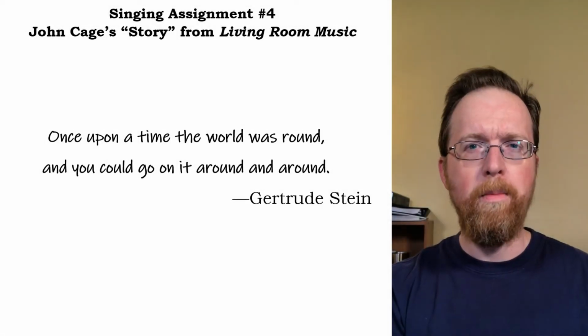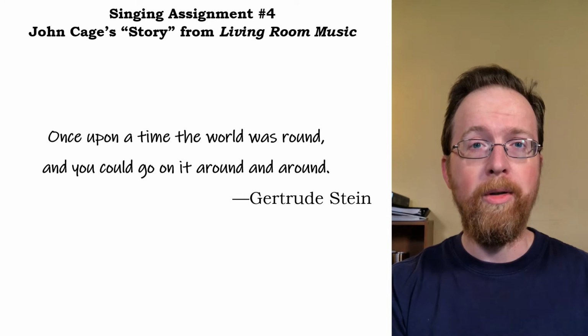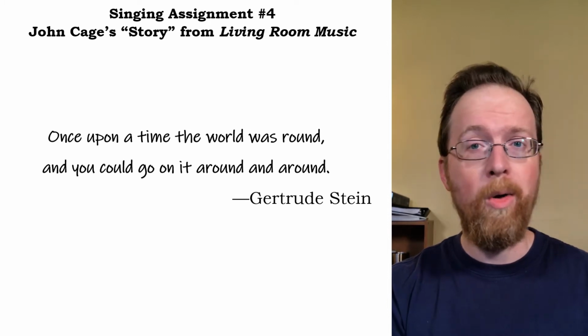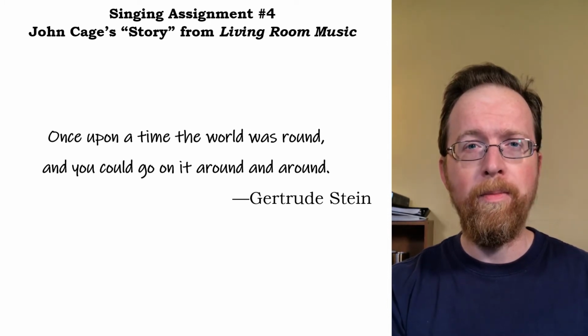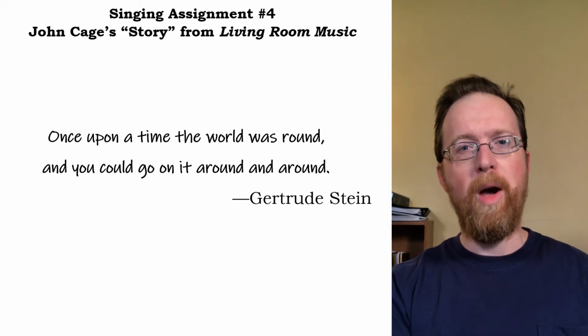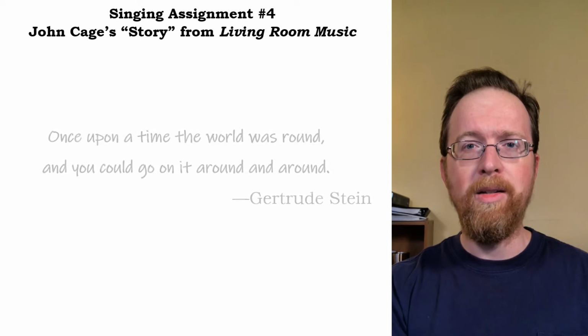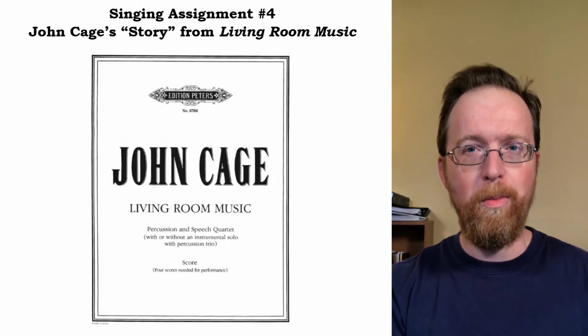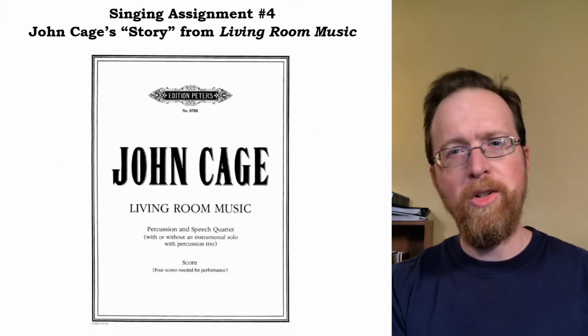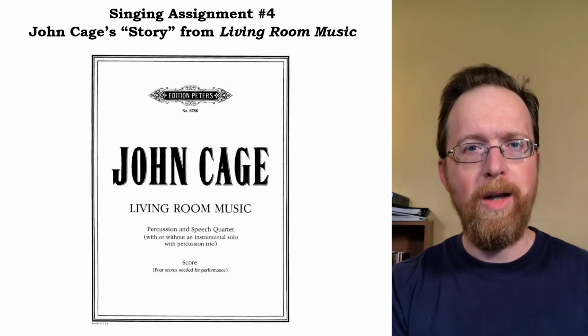Once upon a time, the world was round, and you could go on it, around and around. This poem is by Gertrude Stein. John Cage wrote a setting of it as his second movement of Living Room Music. The instrumentation for this movement is a speech quartet.